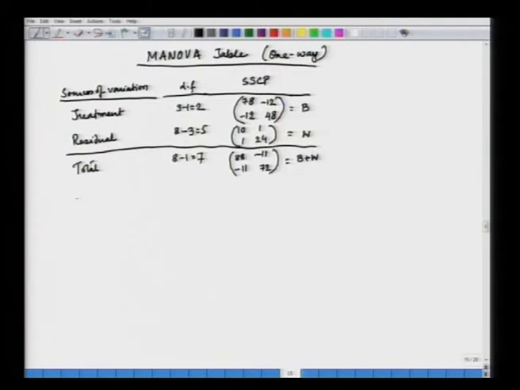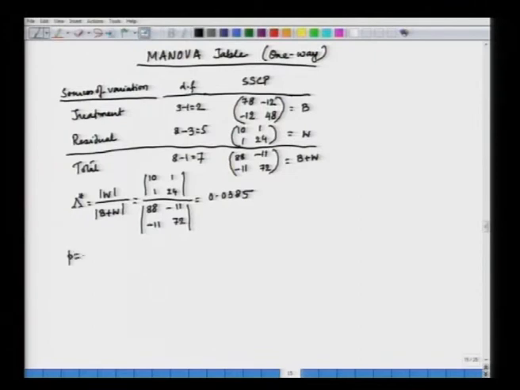And then recall the likelihood ratio criterion, the lambda star, Wilks lambda, is nothing but determinant of W by determinant of B plus W. So, this is essentially the determinant of the matrix 10, 1, 1 and 24 divided by the determinant of the matrix 88, minus 11, minus 11, 72. And then we get the value of this as 0.385.